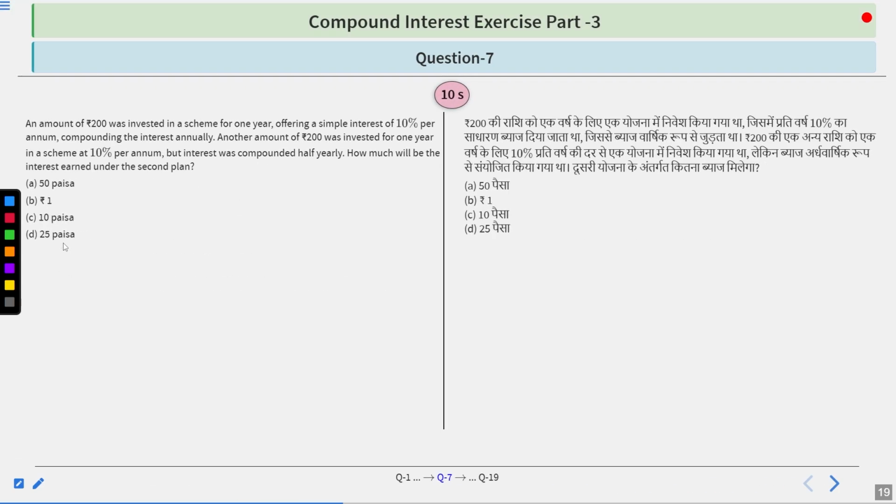Next, an amount of rupees 200 was invested in a scheme for 1 year, offering a simple interest of 10% per annum, compounding the interest annually. Another amount of rupees 200 was invested for 1 year in a scheme at 10% per annum, but the interest was compounded half yearly. How much will be the interest earned under the second plan? And the options are option A, 50 paisa; option B, rupees 1; option C, 10 paisa; and option D, 25 paisa. These are the options.